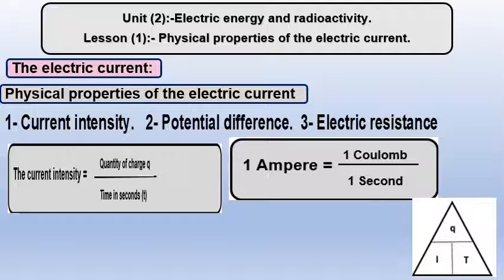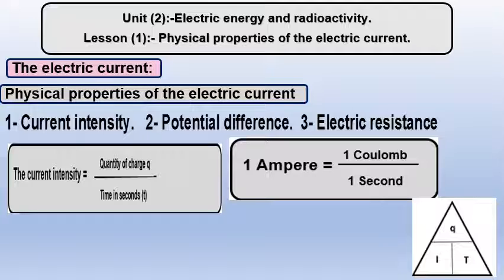Again, the measuring unit of electric current intensity is ampere, the quantity of charge is coulomb, and the time is second. And here is the magic triangle. I can put the quantity of charge at the top, and here is the electric current intensity, and this is the time. If I want to calculate the quantity of electric charge, put your hand on the quantity. So the quantity of electric charge equals electric current intensity multiplied by time.